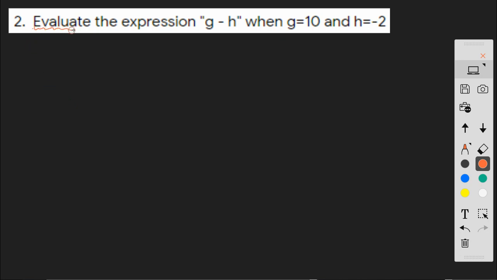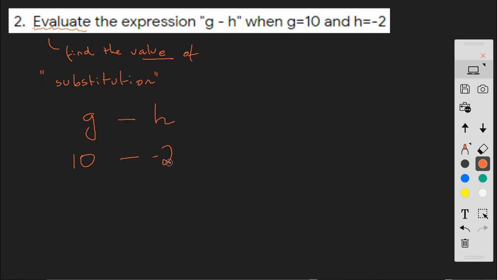Okay, question 2. We are asked to evaluate here, which means find the value of, and what we are going to do is a substitution of these two values into this expression. My expression is g minus h, and the value I'm given for g is 10. The value for h I'm given is -2. So I've got to subtract -2 from 10. Hopefully my negative number arithmetic here is good enough. And the answer there is 12.